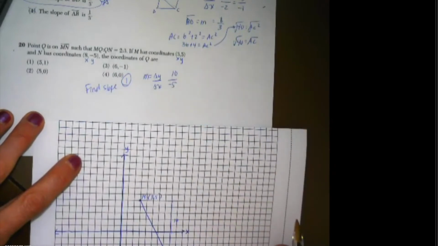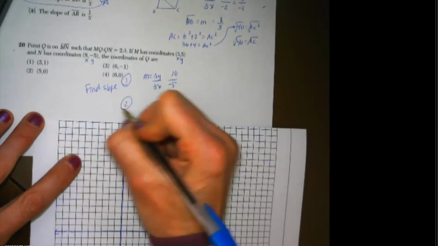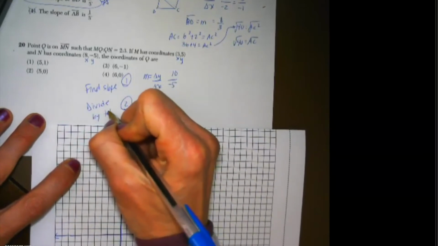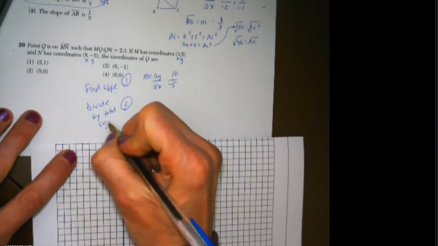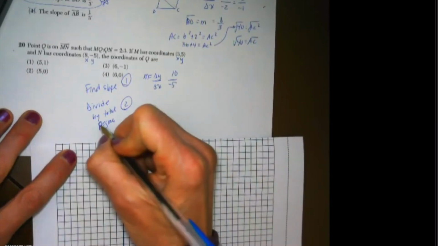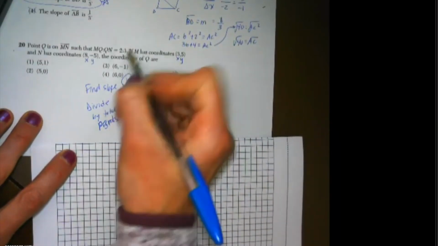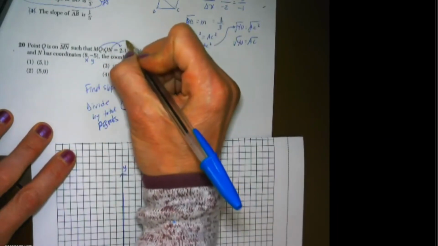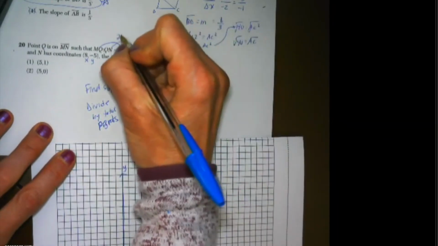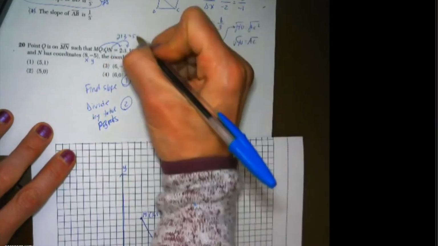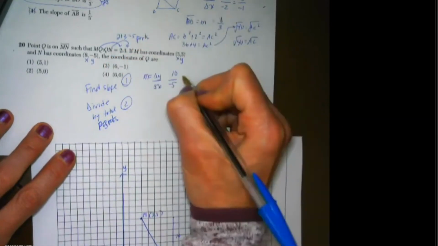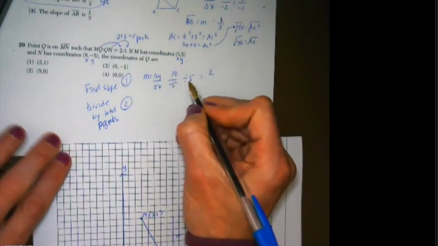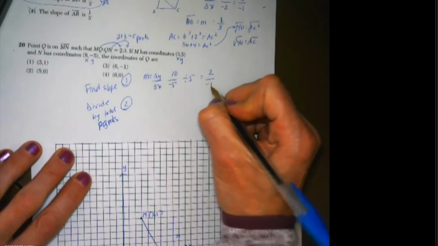Then step 2 is you're going to divide the slope by the total number of parts that you want your segment to be divided into. Total parts. So if we take this, we want 2 parts to be closest to MQ, and we want QN to have 3 parts. So 2 plus 3, that's a total of 5 parts. So we're going to divide by 5. So 10 divided by 5 is 2. Negative 5 divided by 5 is negative 1.